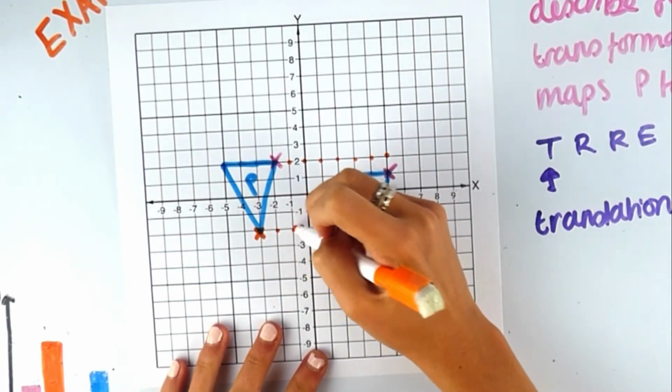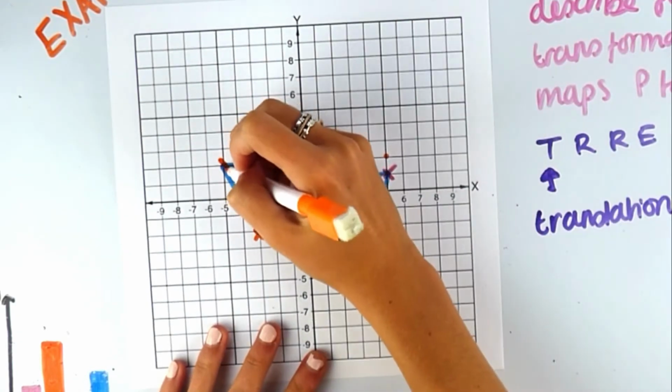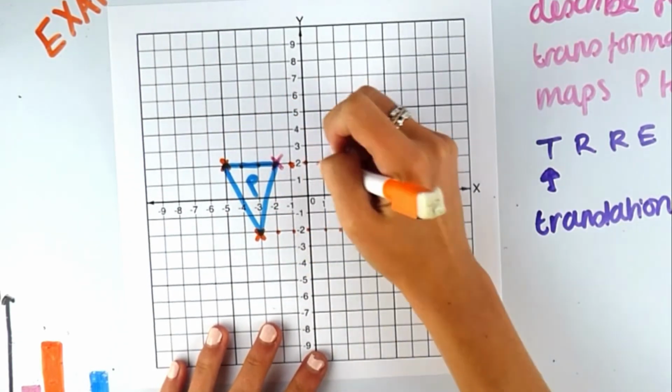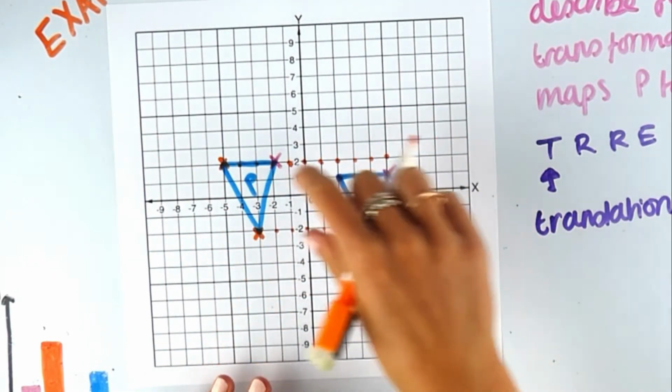So we've gone 1, 2, 3, 4, 5, 6, 7, and 1 down. So that seems correct. Let's just check this corner. So we've gone 7 along and 1 down. So that is my translation. That is my shuffle.